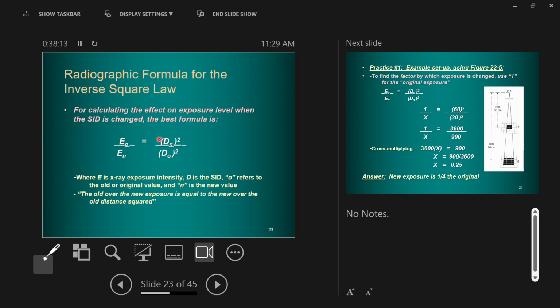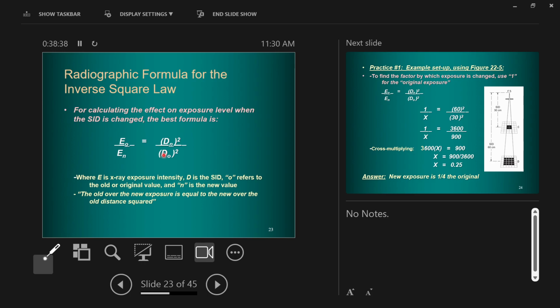D is distance. And then N and O you already hopefully have figured out now, right? Distance new, D sub N. Distance old, D sub O. Okay? So let's read the formula. This is saying exposure old divided by exposure new is equal to distance new squared divided by distance old squared. Or old distance squared, whatever you want to say.